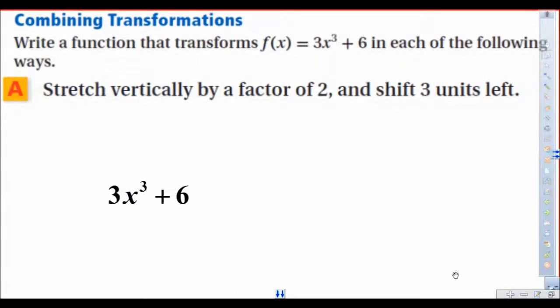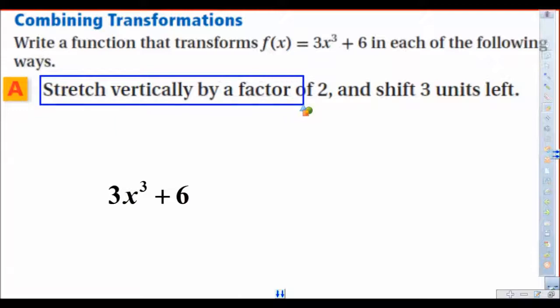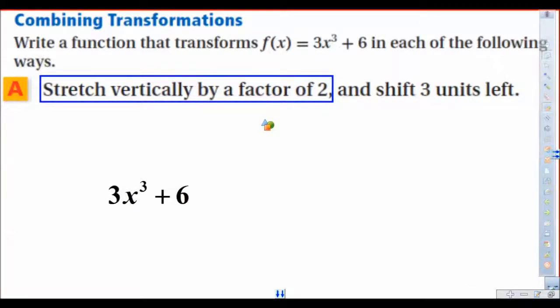So what you're going to want to do first is exactly what we see here. We want to do these right in order. So if we're to do these right in order, the first thing that we need to do is a vertical stretch by a factor of 2. And so here's how this step goes.